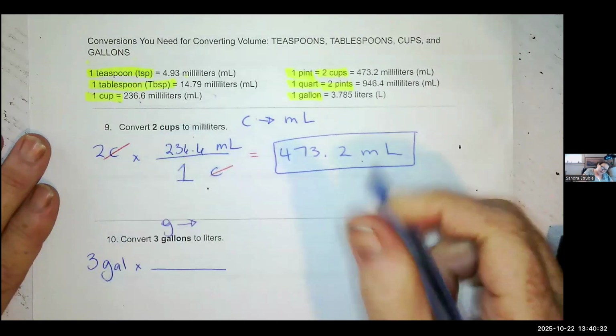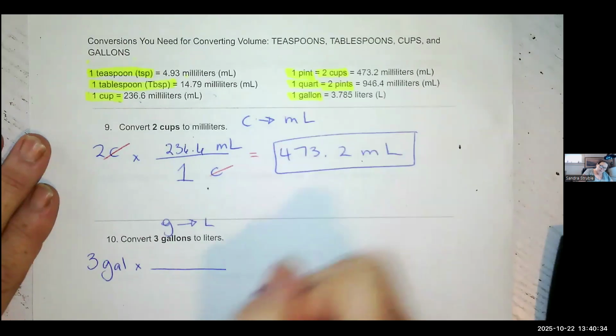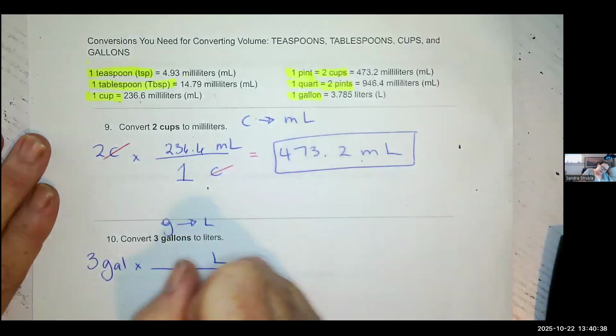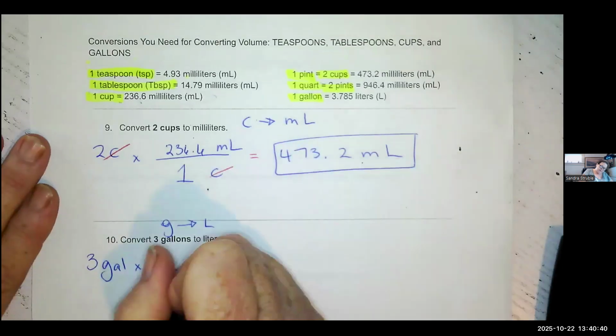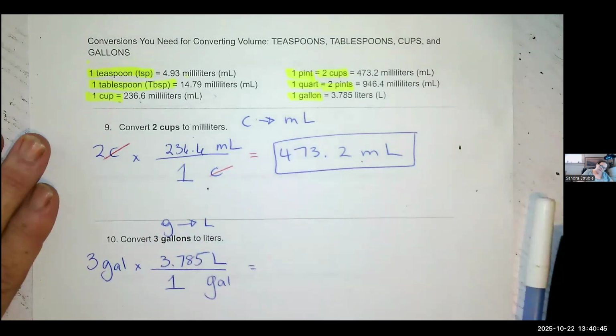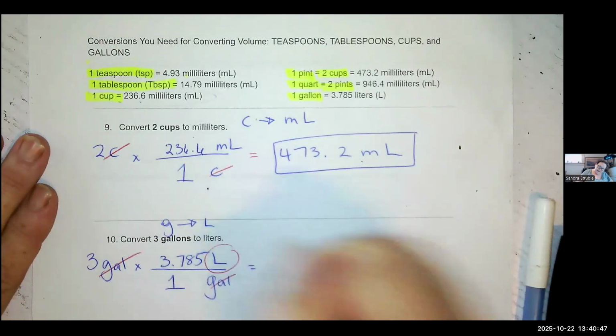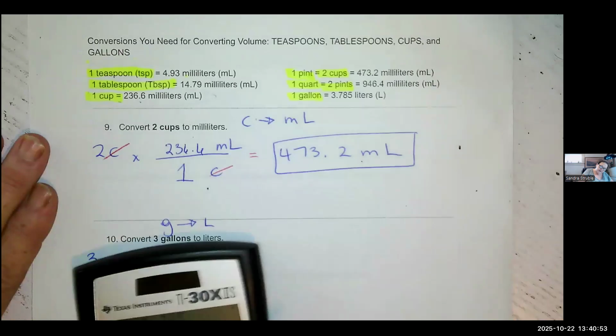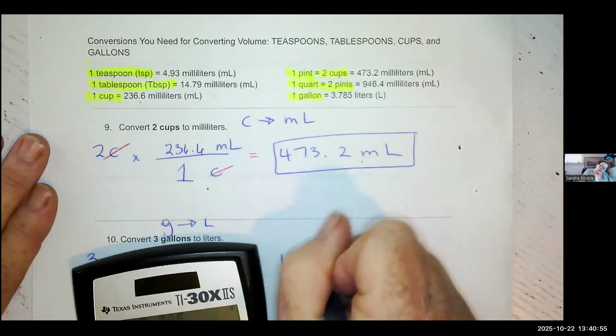So gallon to liters. And 1 gallon is 3.785 liters. Multiplying straight across, my gallons are gone. I'm left with liters. Just multiplying on this one, 3 times 3.785, 11.355. And this, don't forget your liters.